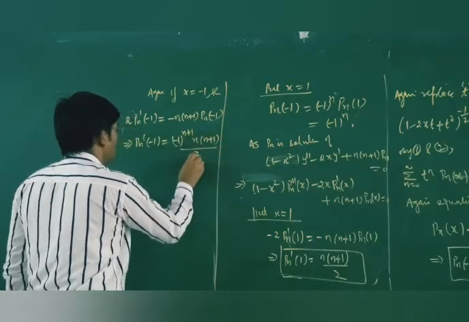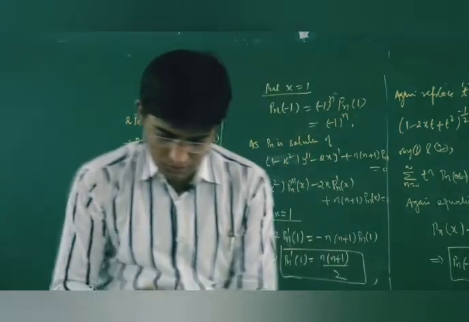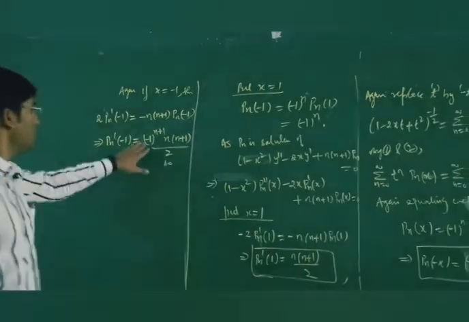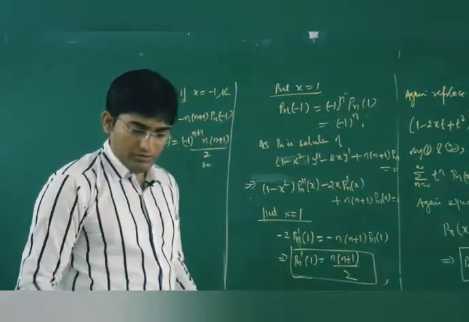So this is your last part. This will be the solution of your last part. Here you can write it as minus 1 to power n plus 1 or minus 1 to power n minus 1. Okay, now next question.